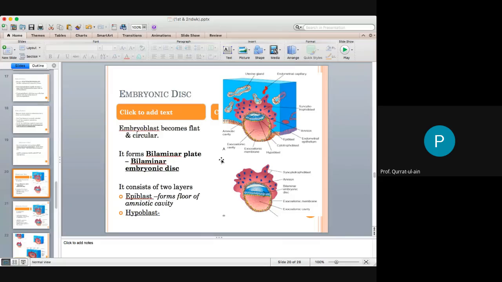Right. So this is the beginning of the second week of development. The embryoblast with time. Now, syncytial trophoblast is growing, and there is a cytotrophoblast, which is the same as in the first week. Now, another change which takes place is the formation of the amniotic cavity.